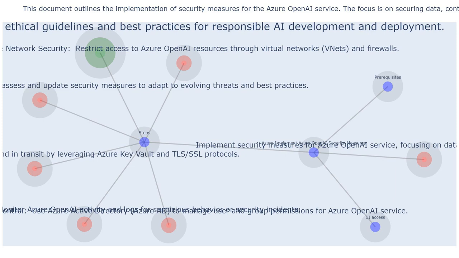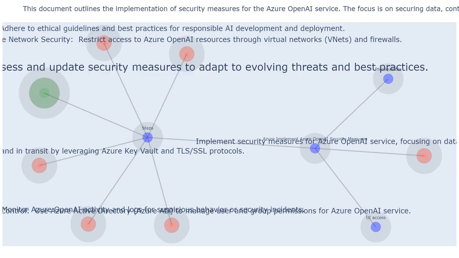Implement responsible AI practices. Adhere to ethical guidelines and best practices for responsible AI development and deployment. Responsible AI involves considering the ethical implications and potential societal impact of AI systems. This includes adhering to ethical guidelines for data usage, ensuring fairness and transparency in AI decisions, and mitigating risks associated with bias or discrimination.